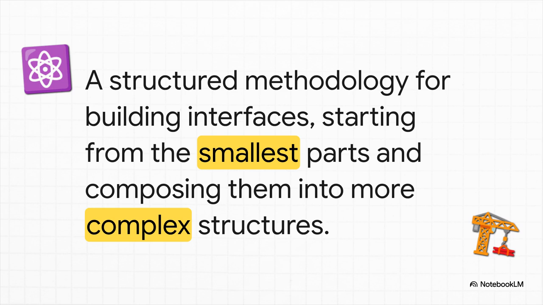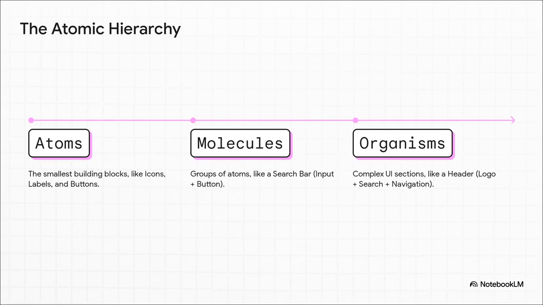The idea is simple. You start with the tiniest possible parts and you build them up into bigger, more complex things. Kind of like how things work in the real world, right? And it really does work just like chemistry. You start with the simplest things, your atoms. We're talking an icon, a text label. Then you combine those atoms to make functional molecules, like a search bar, which is just an input field plus a button. And then you take those molecules and assemble them into bigger, more complex organisms, like a whole website header, with a logo, that search bar, and your main navigation.